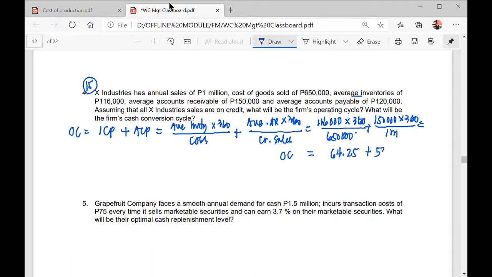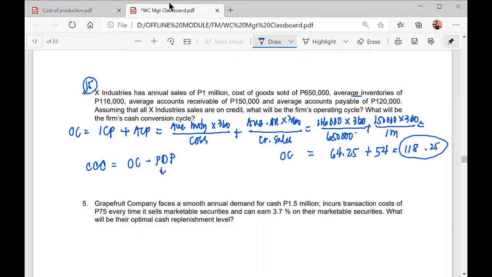Fifty-four, correct. Very good. So the total is, okay, very good. So this is the number of days. Next, what is the cash conversion cycle? That's equivalent to the operating cycle minus the payables deferral period.